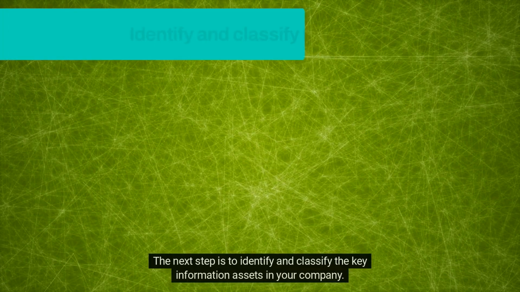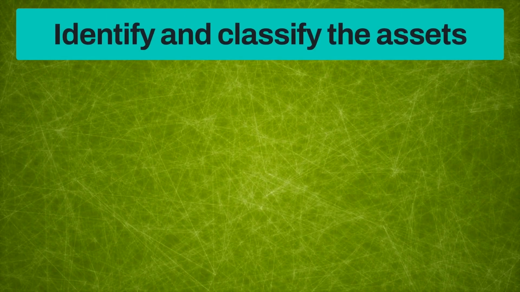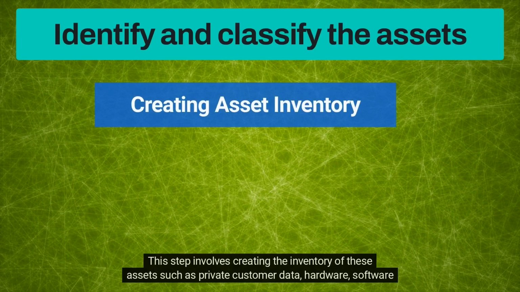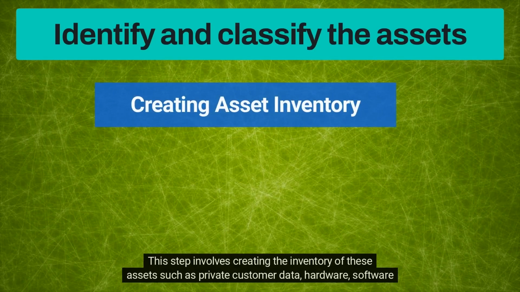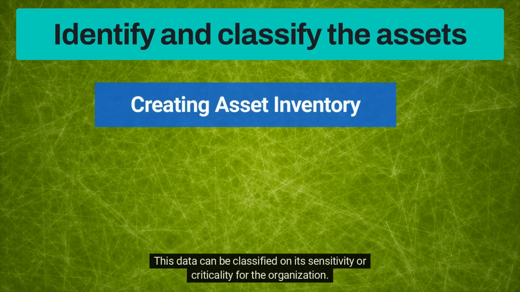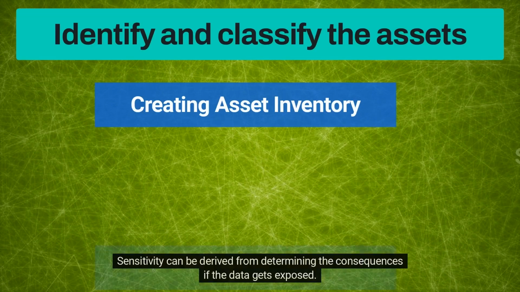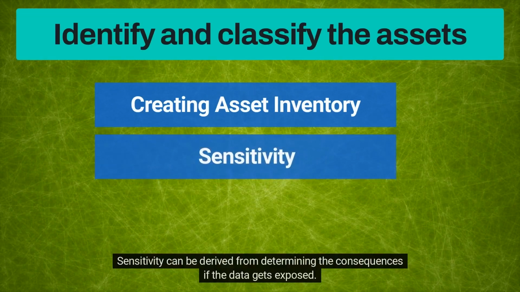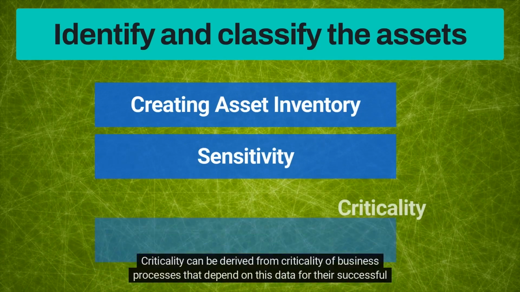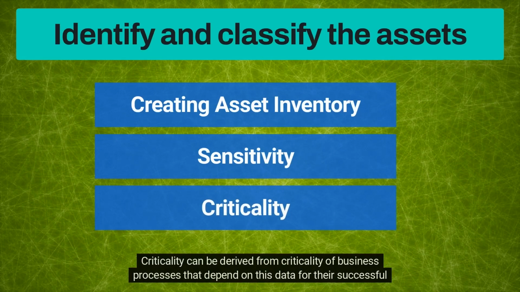The next step is to identify and classify the key information assets in your company. This step involves creating the inventory of these assets, such as private customer data, hardware, software solutions, and much more. This data can be classified on its sensitivity or criticality for the organization. Sensitivity can be derived from determining the consequences if the data gets exposed. Criticality can be derived from criticality of business processes that depend on this data for their successful operation.